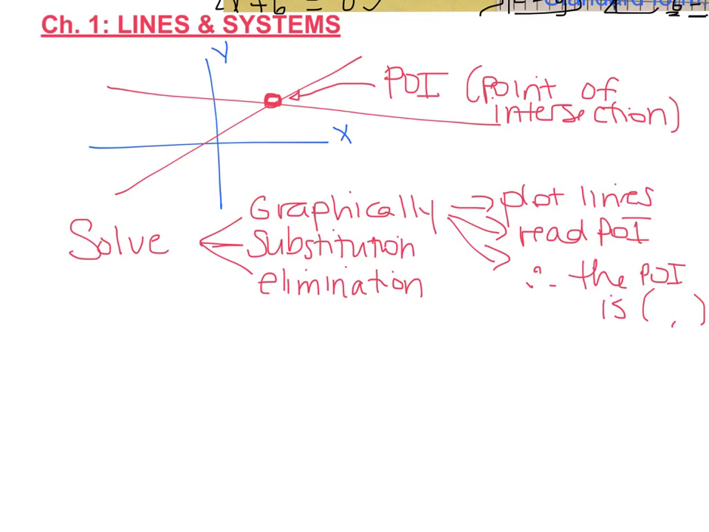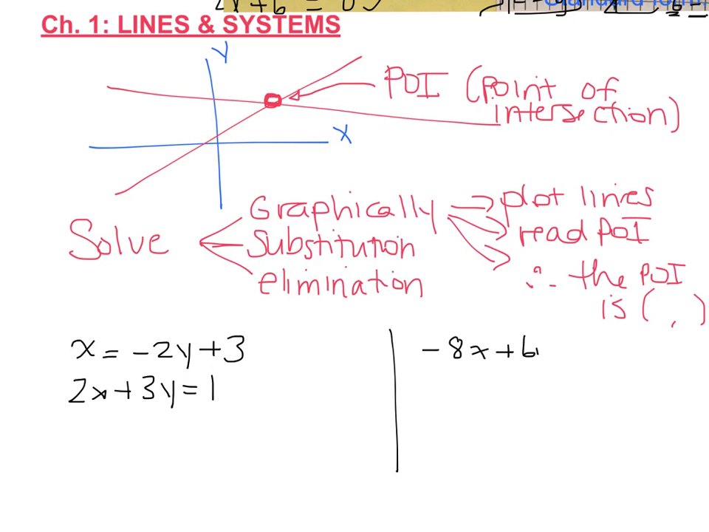Here are two examples of systems that we're going to be asking you to solve. First one, x equals negative 2y plus 3 and 2x plus 3y equals 1. That's the first system. And the second one, let's say negative 8x plus 6y equals 10 and 2x plus 2y equals 8. Those are two linear systems. If I ask you to solve them algebraically, you can choose whether to use substitution or elimination. How do you know which one to choose? What tells you, okay, I should use substitution for this question and elimination for another?